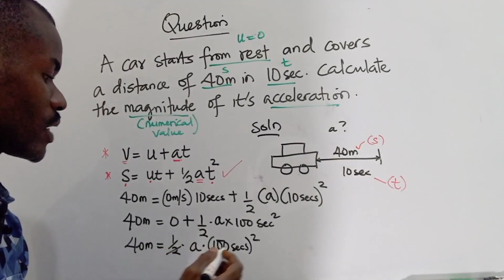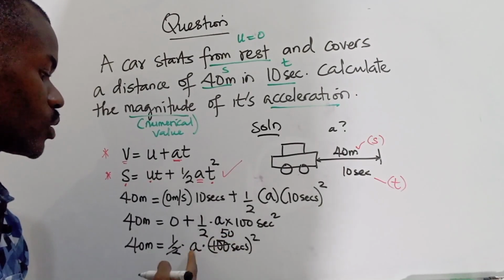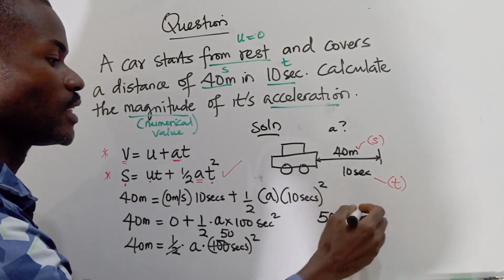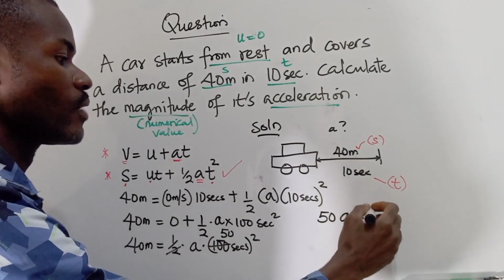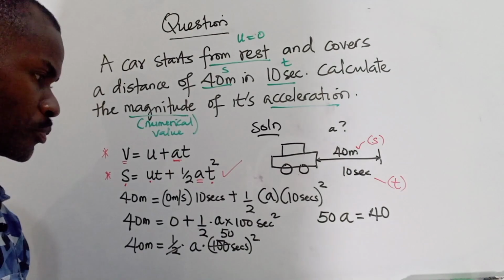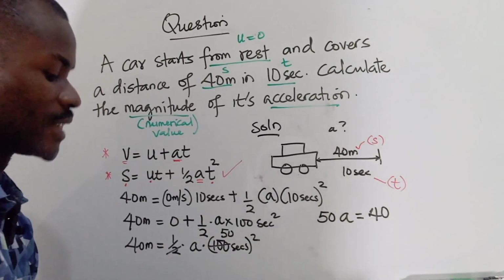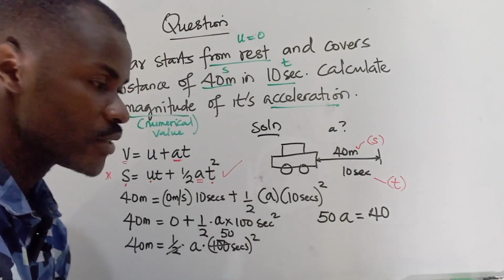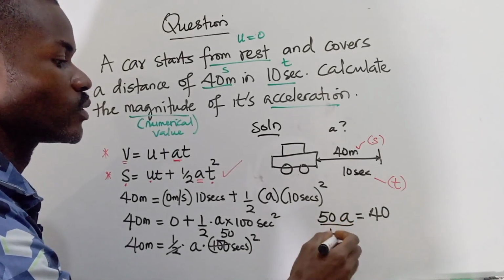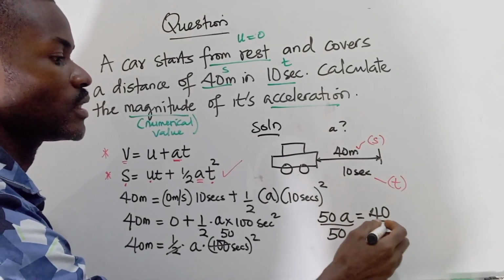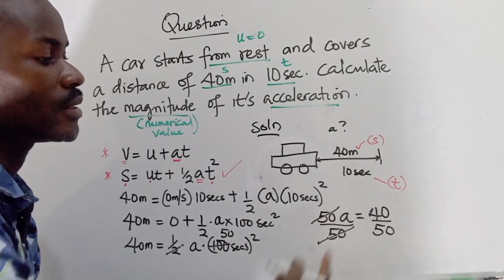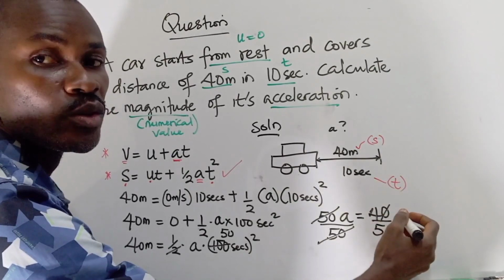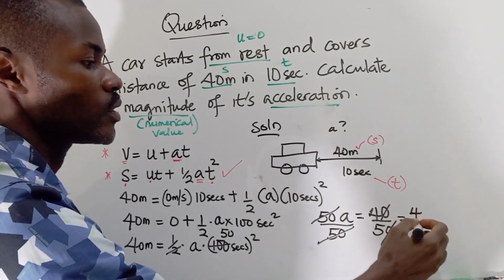Now you can see that these two can cancel, which is 50. So we have A times 50, so we have 50A is equal to 40. From this, we can now solve for the value of A and keep our answers in the right units. So I'm going to divide this by 50, and I'm also going to divide this by 50. So this will cancel out this, so we are left with A, and this will cancel out this, so we are left with 4 over 5.